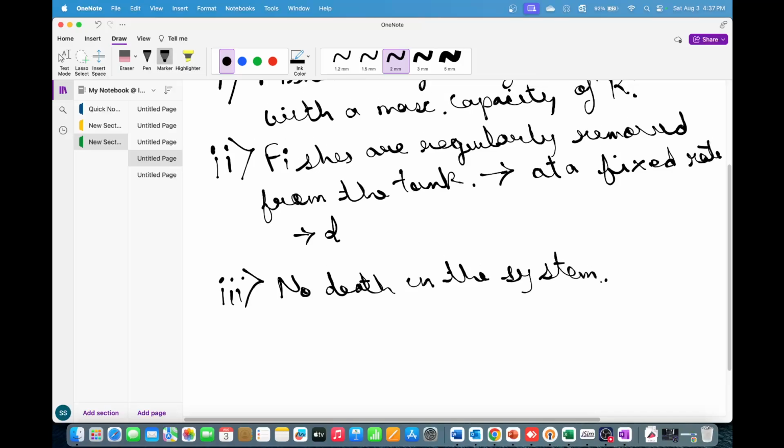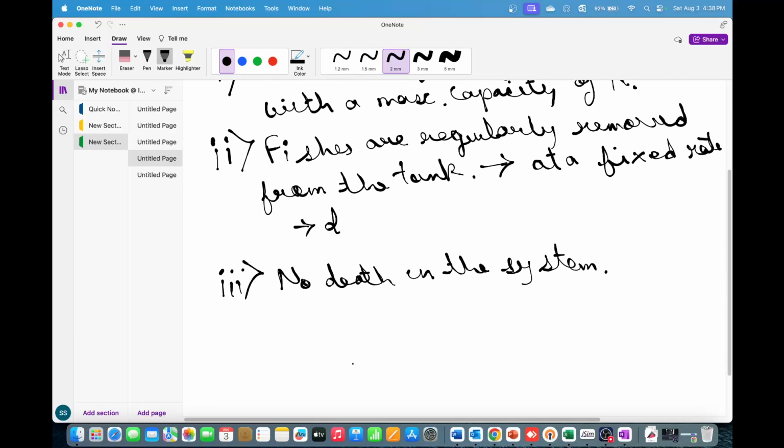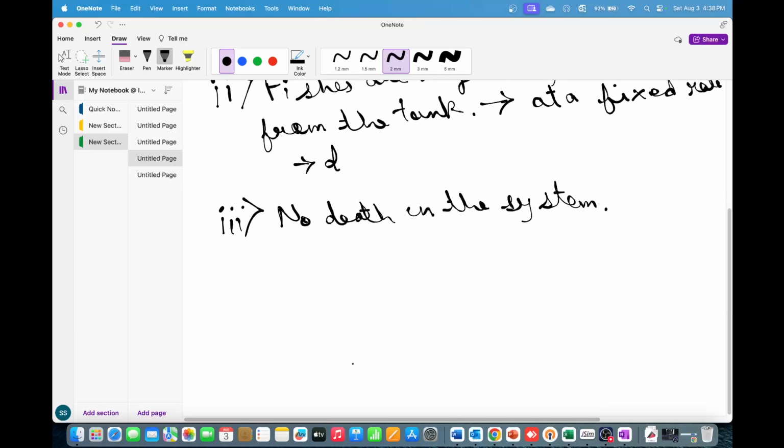So your system is looking like this: you have a tank, and inside there are fishes. The tank has a maximum capacity of K. Because the fishes are breeding inside the tank, the numbers are growing, so regularly some fishes are taken out to keep an equilibrium. The fishes are taken out at a fixed rate of D, and there is no death in the system. So how will our model look like?